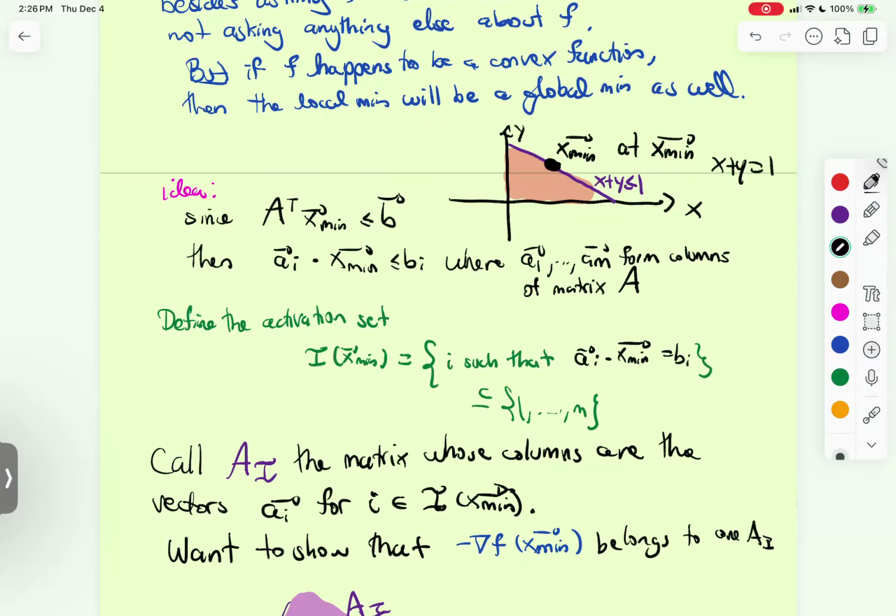But the other two inequalities that define this convex set say that each of the variables is non-negative. So if you thought about the convex set as being defined by x plus y less or equal to 1, and 0 less or equal to x, and 0 less or equal to y, at this point x_min neither of these two is being activated, because neither of the two coordinates is zero here. So only the first inequality is activated.